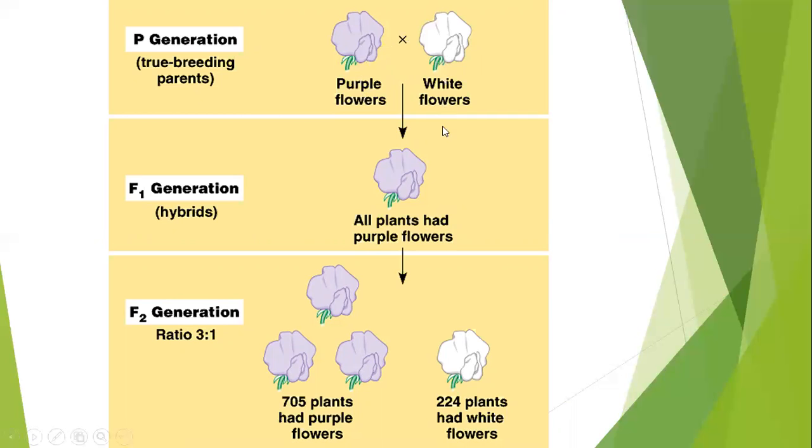When you go to the F1 generation, you end up with hybrids. They're all going to look purple, but they're going to have one dominant trait from the purple flower, one recessive trait from the other parent, but this recessive trait gets hidden in the F1 generation. To see that white trait and to see that it has not disappeared, you have to go out to the F2 generation. In other words, the children of the F1 generation.